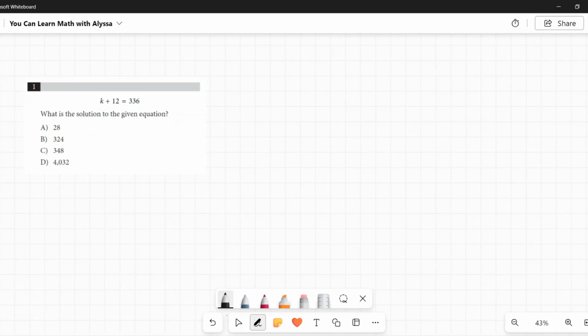Number 1, k plus 12 equals 336. What is the solution to the given equation? So when we have an equation in algebra, to keep things equal in our equation, anything we do to the left, we have to do to the right.